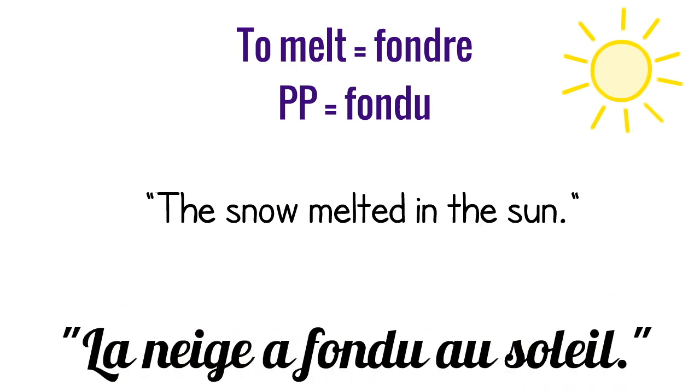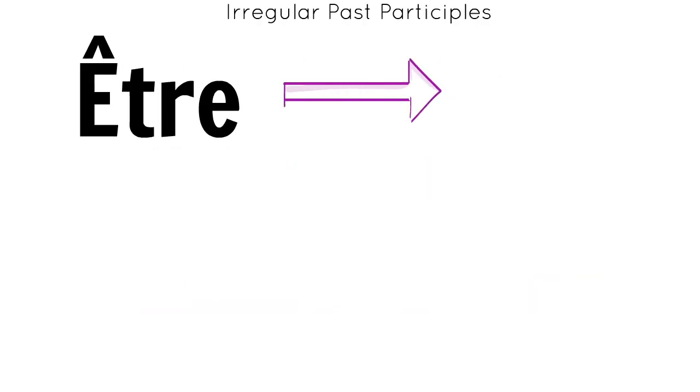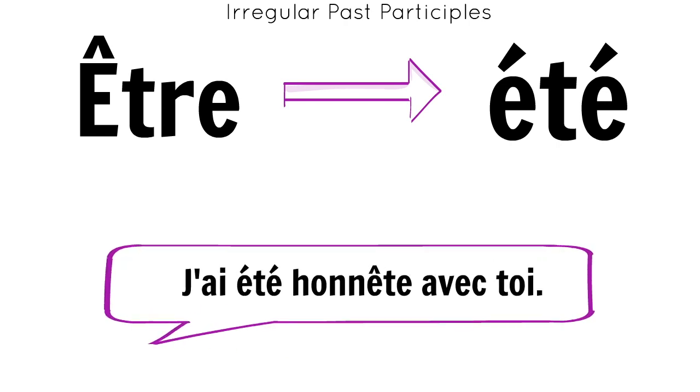The subject is la neige, third person singular, and we have a U for the past participle since fondre is an RE verb. Of course, it wouldn't be French without a handful of participles that don't follow any rules. So, the past participle of être is été. J'ai été honnête avec toi. I was honest with you.